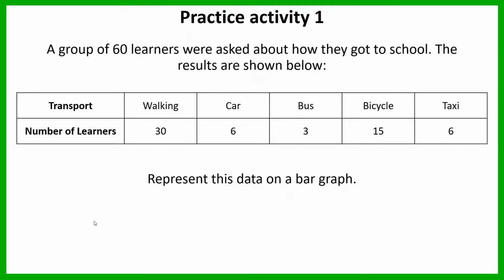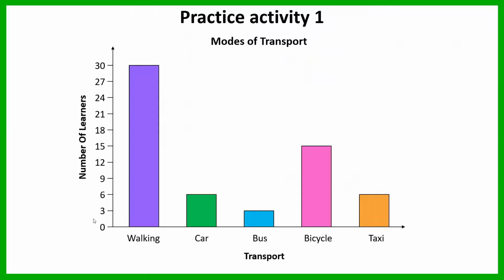Okay, so let's go through that and see what you should have got. So this is what your graph should have looked like. You should have your title, you should have your labels for your axes. Your bars all need to be the same width with gaps of the same size. You need to have a consistent scale on your vertical axis over here. So over here, I was counting in 3s. You might have chosen differently, and that's fine if you did.